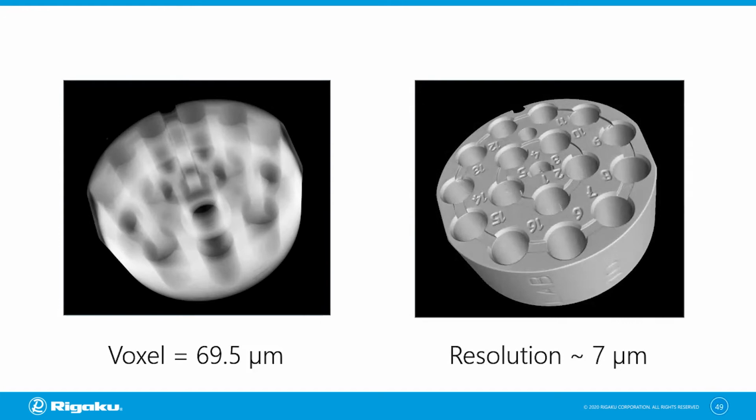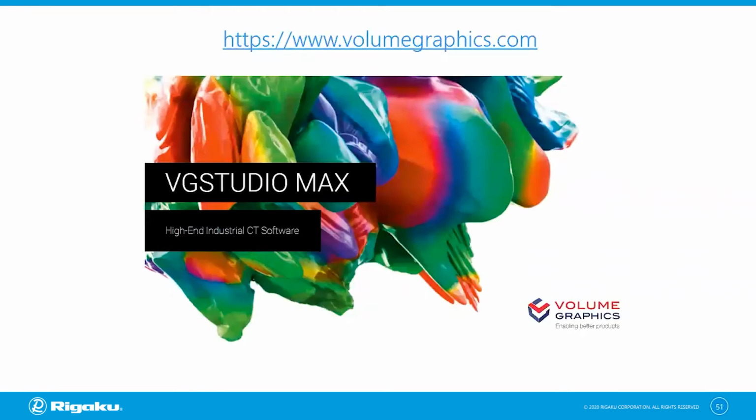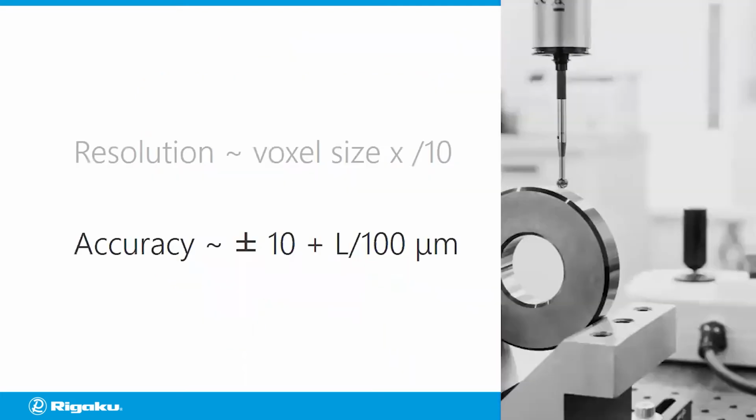Okay. If you're thinking that this looks like quite a bit of a calculation, it kind of is. So what software can do this? I'm using VG Studio Max from Volume Graphics. This is a very powerful tool you can use to define the surface and also take all kinds of different measurements. And you can use this package to do GD&T analysis as well. Okay, so that's for the resolution. Now let's think about the accuracy next.